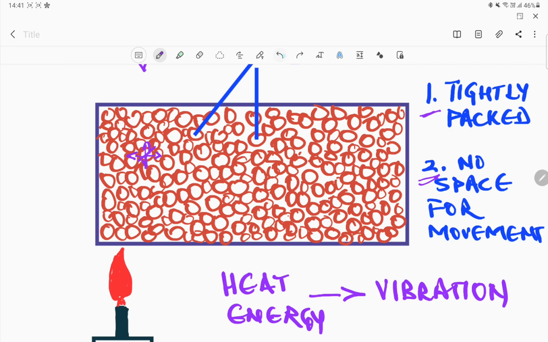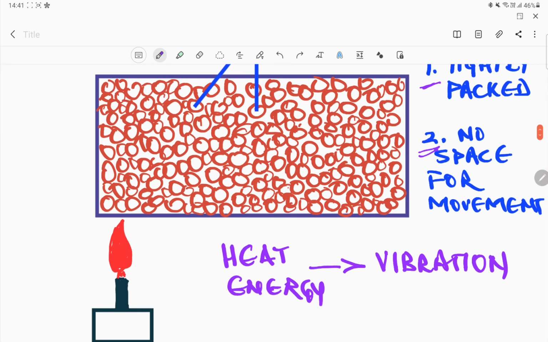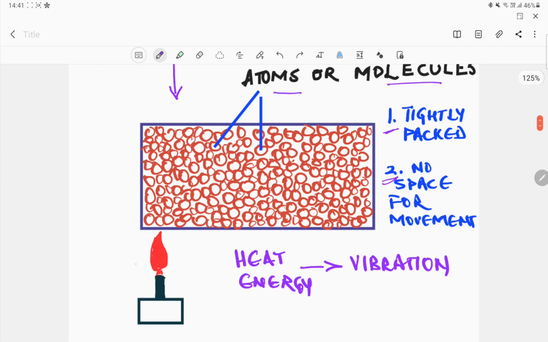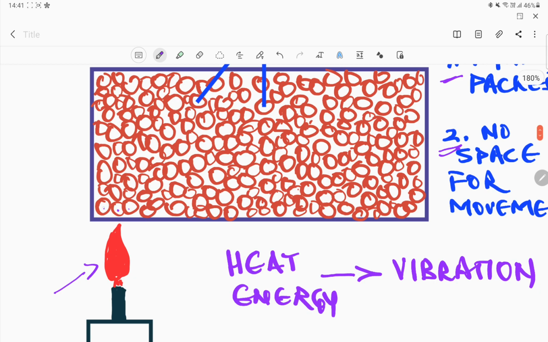Now, what happens when we heat a solid or a liquid or a gas? We've studied this before. So let us imagine that one end of this particular solid is heated. We have a flame here, and we transfer heat energy into the solid. Now when we transfer heat energy to the particles, what happens? Well, all of these particles will receive more energy, and they are in a little motion.